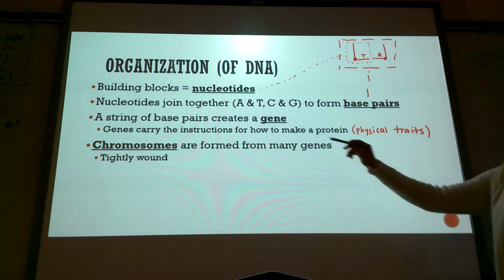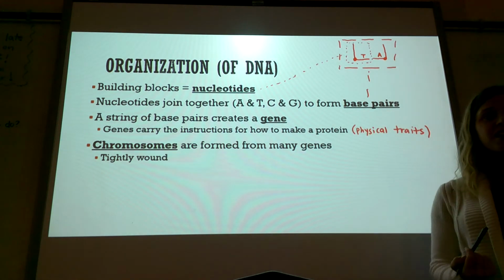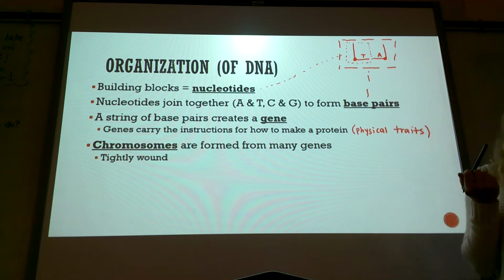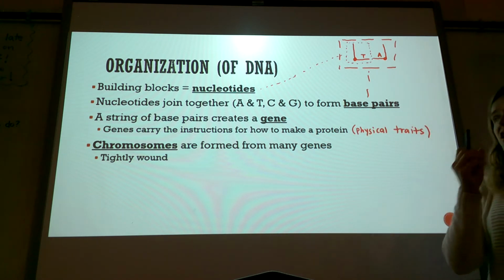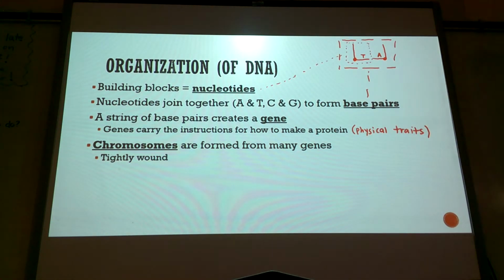When I take many, many genes and line them all up together, and then start to coil them up and wind them up in a really tight fashion, you form a chromosome. So a chromosome is formed from many, many genes, and it is tightly wound.